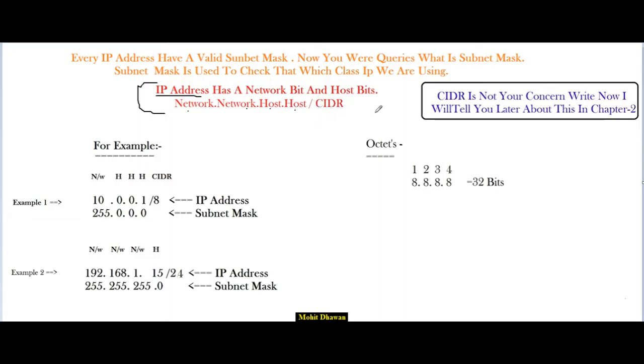network.network.host.host/CIDR. Guys, CIDR is a value which right now is not your concern. I will tell you about it later in chapter 2. We are on chapter 1, so we will talk only about the IP address.